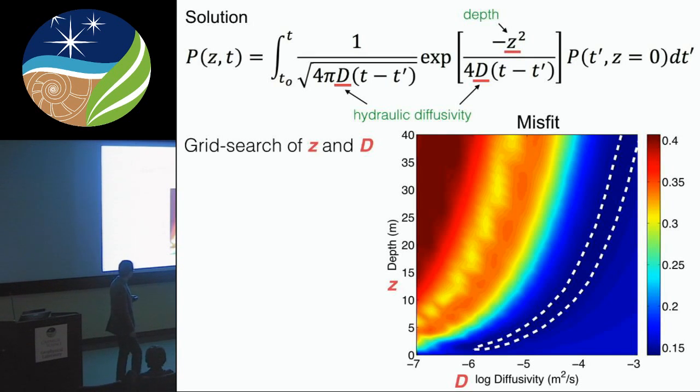Unfortunately, the fitting looks like this. So here, blue color means you have good fitting, red means you don't fit well. So it looks like there's a curvature here where you can fit things fairly well. So there's a trade-off: when you have low diffusivity, then you have shallow sliding depth. When you have high diffusivity, then you have a deeper sliding depth.